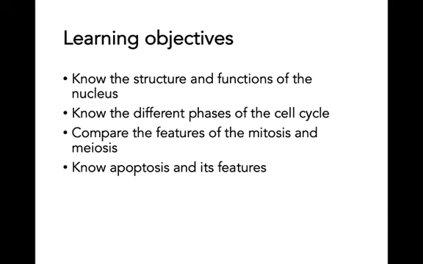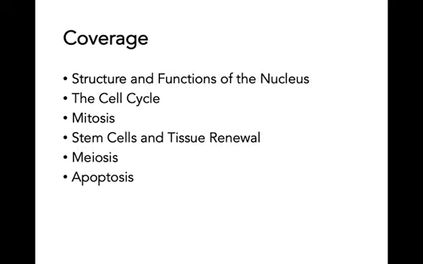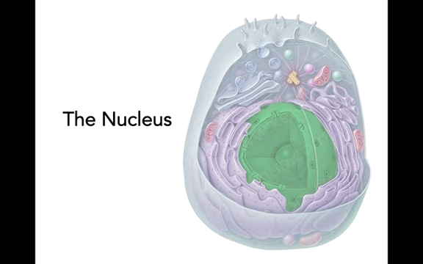For our learning objectives, at the end of this lecture, it is expected that you all know the structure and functions of the nucleus. You need to be able to know the different phases of the cell cycle, compare the features of mitosis and meiosis, and know apoptosis and its features. And we will cover everything, no? The structure and functions of the nucleus, the cell cycle, mitosis, stem cells and tissue renewal, meiosis and apoptosis. Okay. So, kadto na ta sa nucleus.